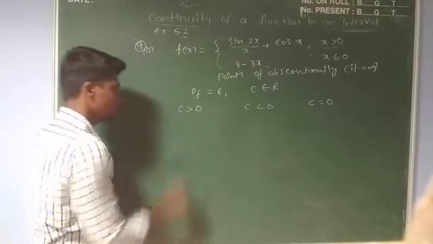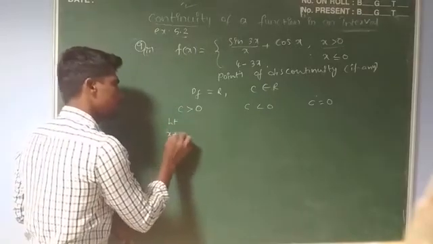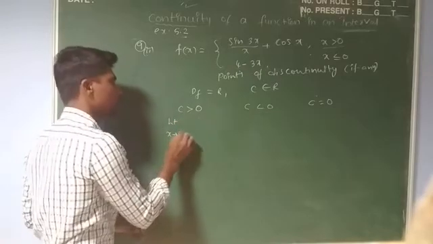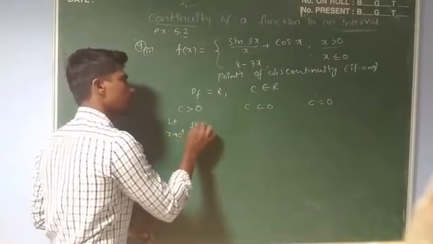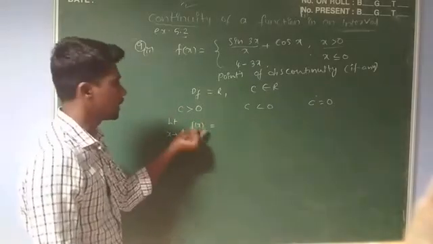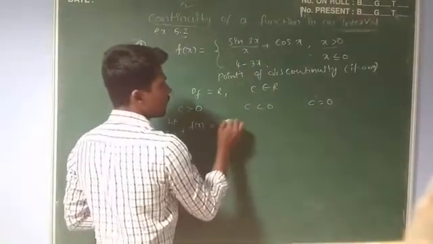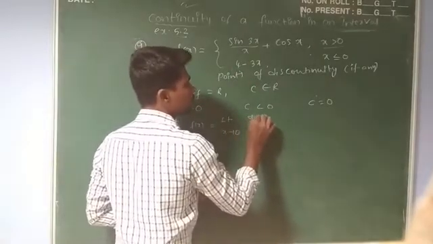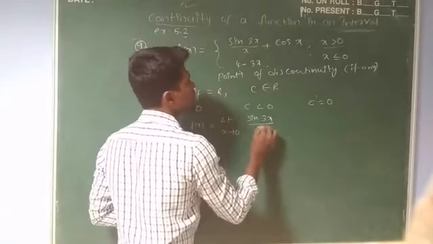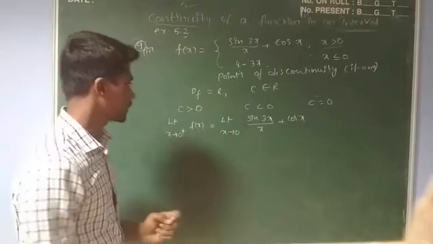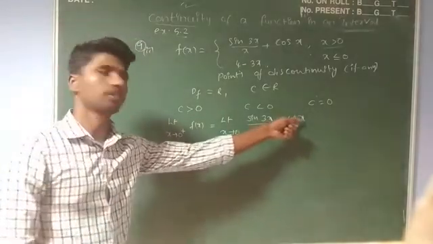So find those. Limit x tending to 0 plus of f of x is equal to, what is the value of f of x for c greater than 0? The f of x is limit x tending to 0 of sin 3x by x plus cos x.